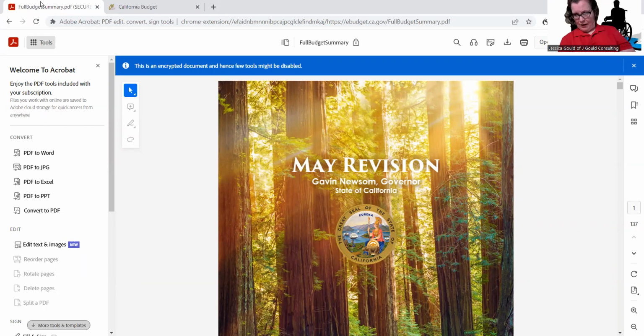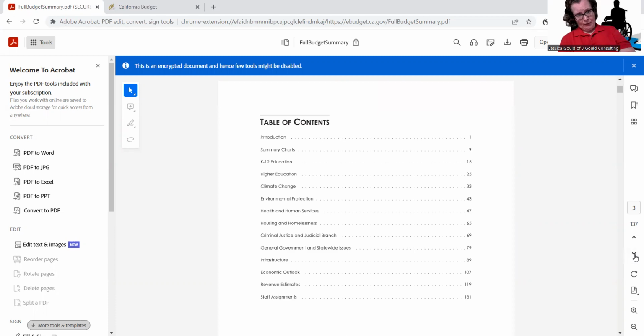Now, this gets quite complicated. It's 137 pages. I have Adobe on my screen, so it automatically opens with Adobe, but it's compatible with any PDF reader. The main thing to know about the budget is what section you are focused on as a person or as an organization. So, for example, this is the table of contents.